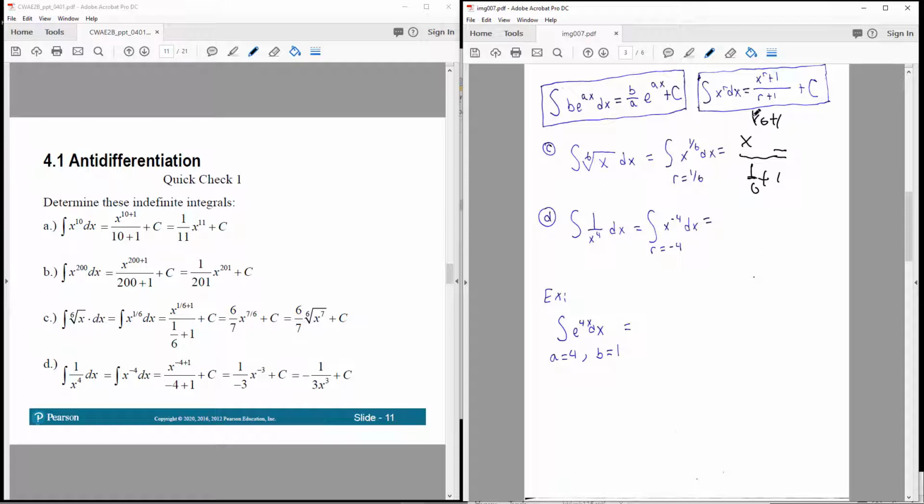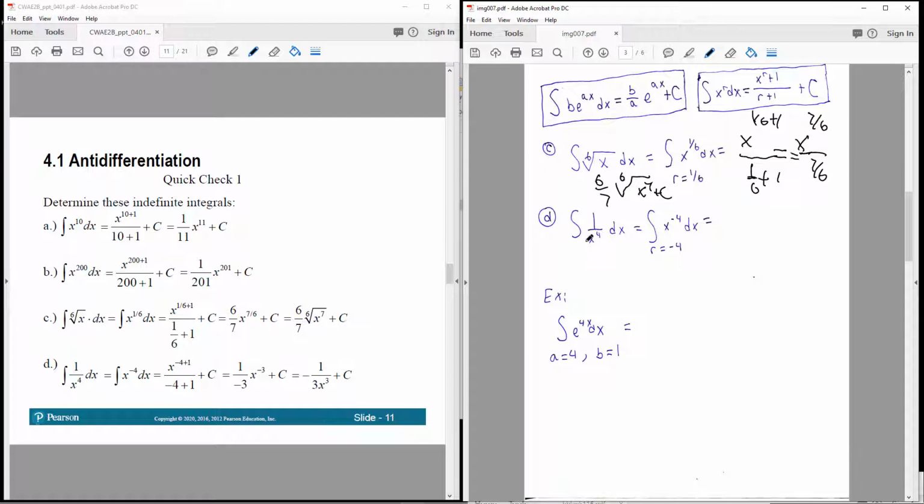That's going to be equal to x to the 1/6 plus 1, which is x to the 7/6. Then I'm going to have 7/6 on the bottom. So my final answer is going to be 6/7 times the 6th root of x to the 7th plus c.